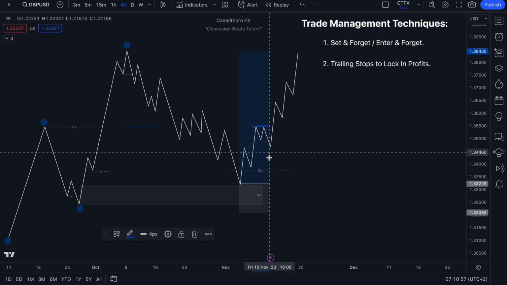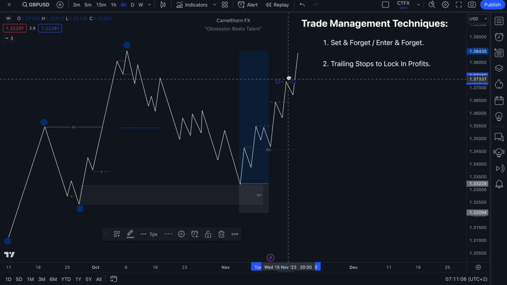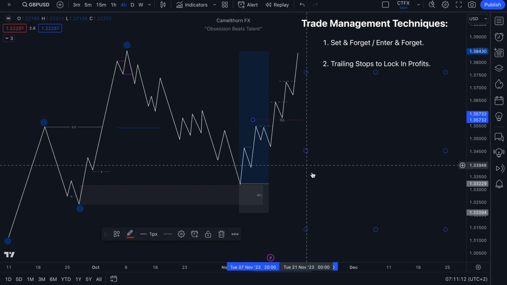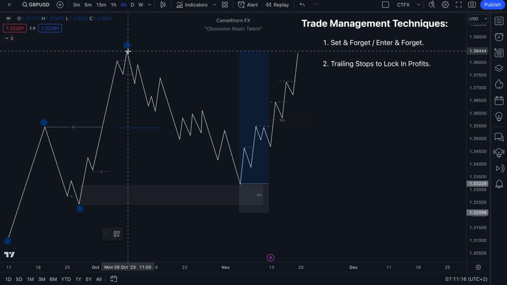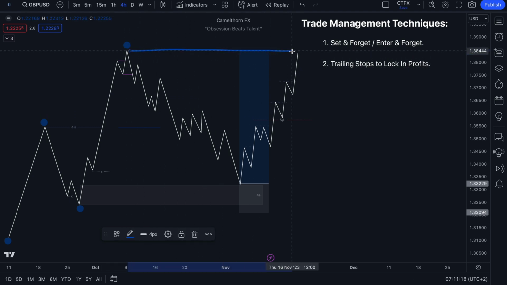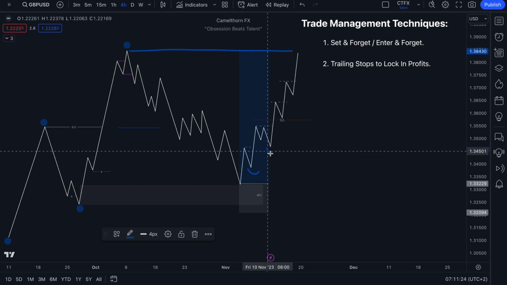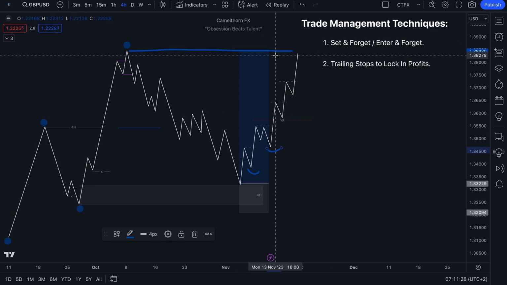So new break of structure occurs, you trail your stop. Another break of structure occurs and then you simply trail your stop again. Once another break of structure occurs, you trail your stop again. And all the while, as price action is trading higher and higher, you still have that overall take profit target that you want to be aiming for. And you're quite literally just following along with market structure and trailing your stops as price action trades towards your TP target.